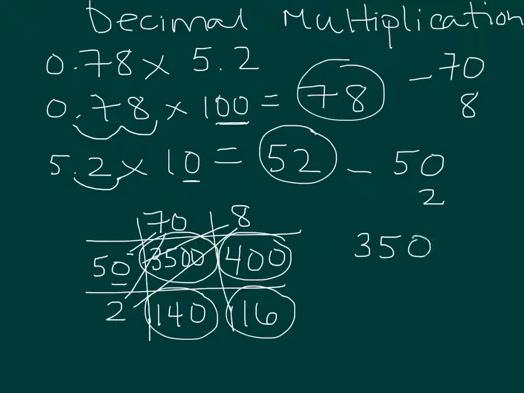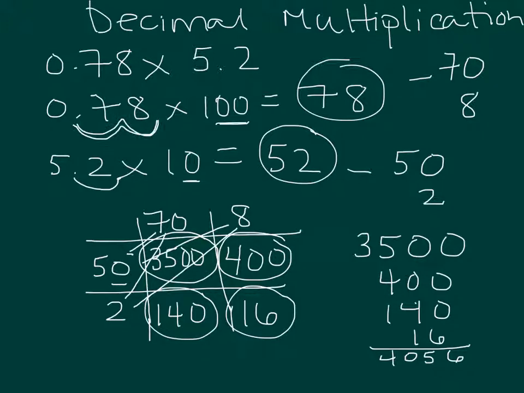So you want to start with the biggest number. That's probably the easiest thing, and make sure you line everything up properly. 140 and 16. Okay? The answer is 4,556.